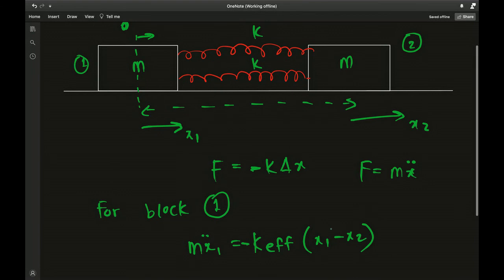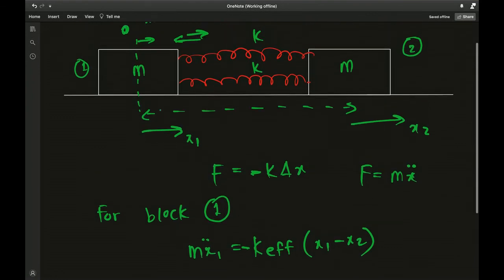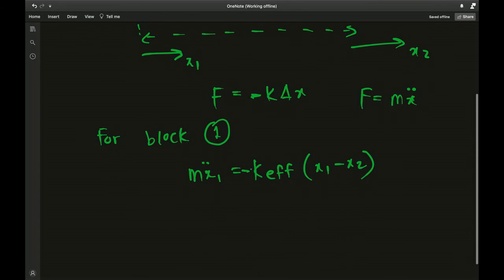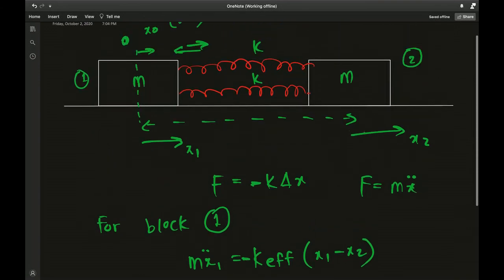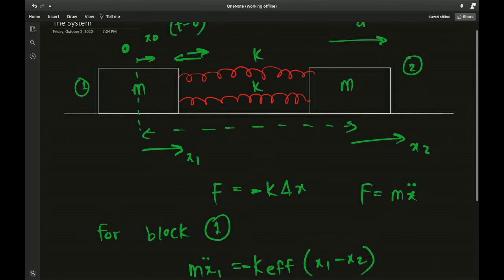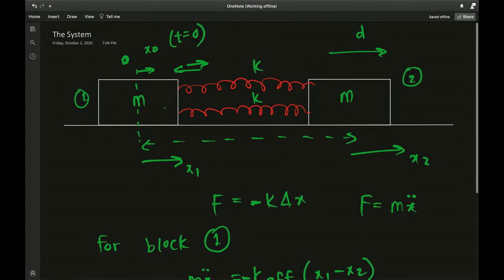And this makes sense because if x1 is greater than x2, if this is closer at a given time, then this is trying to take the spring away. The spring will get compressed in this direction, and therefore it will have a restoring force this way for block 1. We see that because the acceleration of block 1 is this way and the restoring force is this way, and we have a negative for that. And similarly, if x2 is greater than x1, the spring will get stretched this way, and block 1 will get pulled, not pushed, by the restoring force.